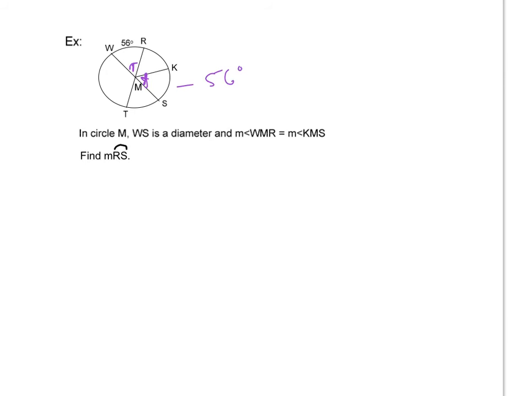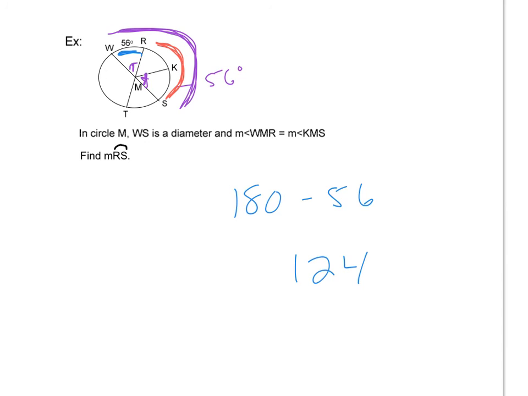Okay, find the measure of arc RS. That would be this guy. Well, I do know that this total length is 180, and I can subtract the 56 right here. So 180 minus 56 is going to be 124 degrees.